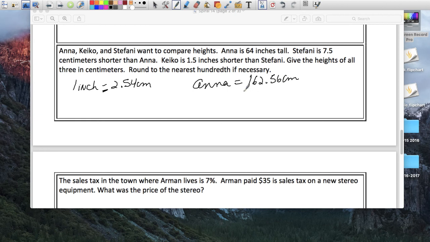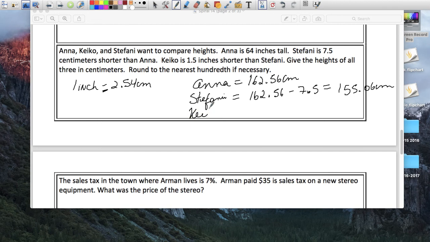And then when we have Stephanie, that's easy. Stephanie's height is going to be 162.56 minus 7.5, which is very easy to do, which is going to be 155.06 centimeters.